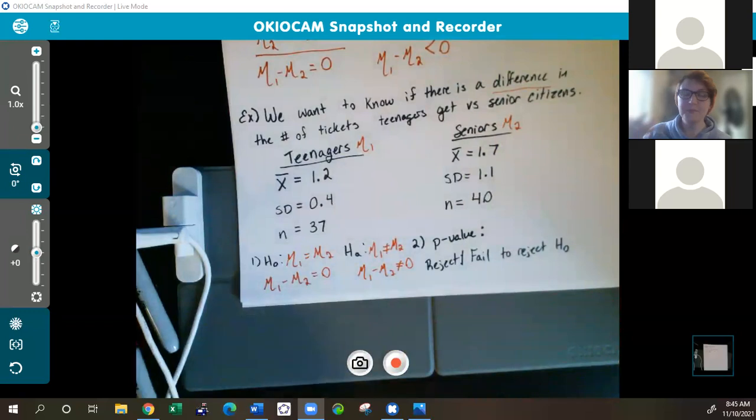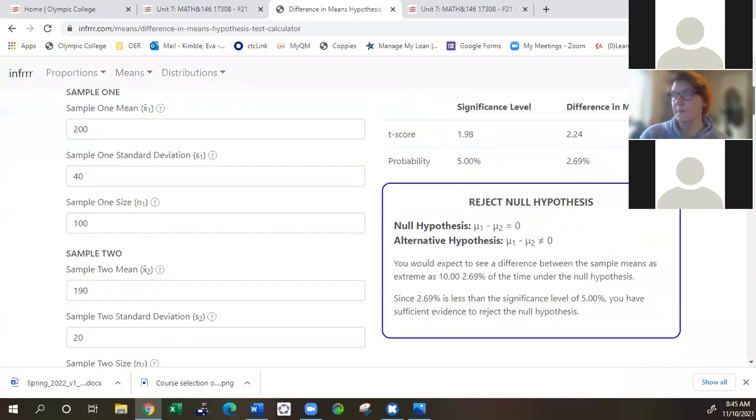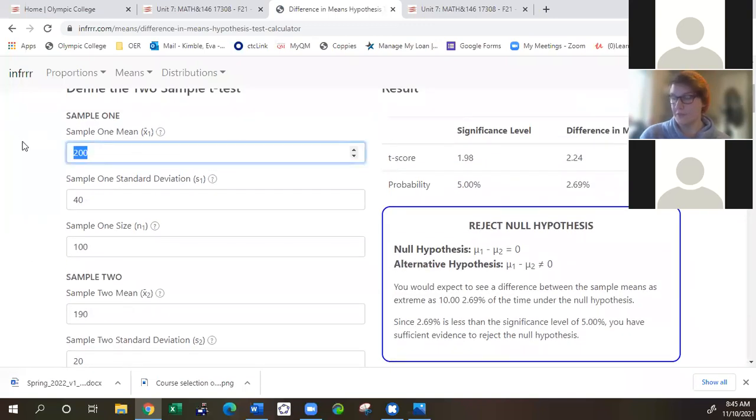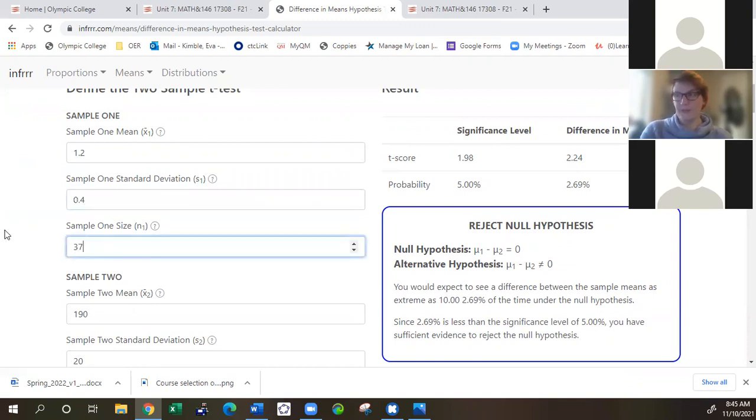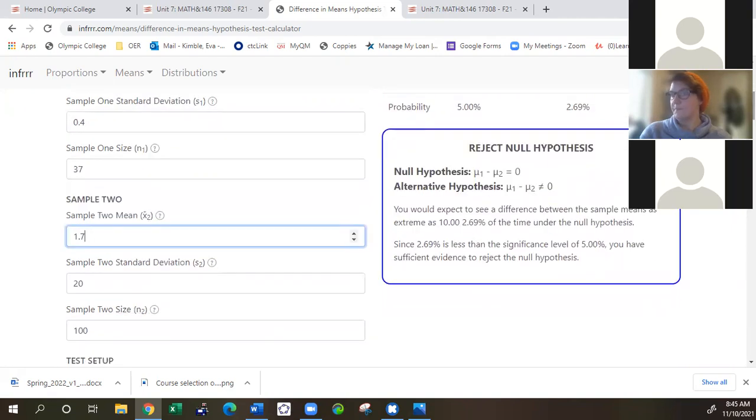Great. Nice job. So now that we have our null, our alternative hypothesis, and these neat summary statistics for each of our samples, we can go to that website and figure out our p-value. You're going to make sure that you're on difference of means. We're going to enter in our data. For this first sample, we have an average of 1.2 with a standard deviation of 0.4, and the sample size for that one was 37. For our second sample, we had an average of 1.7, our standard deviation was 1.1, and our sample size was 40. My apologies.